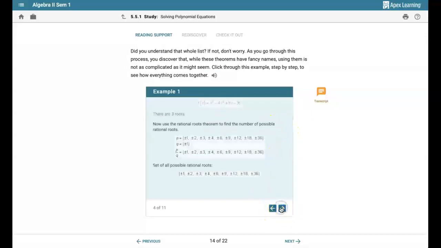There's 3 roots there. The next step is to list all the rational roots using that theorem, so plus or minus p over plus or minus q. 36 has a lot of potential options, but thankfully we're only dividing by 1 there. So all of our possible rational real roots are right there.